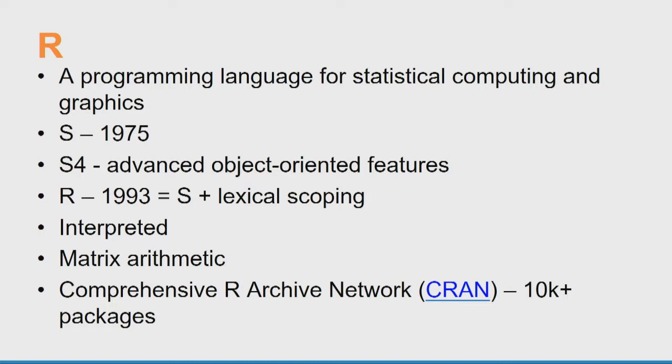So R is a programming language for statistical computing and graphics, so like visualization, that sort of stuff. Its predecessor is S, which was created in 1975. S4 is kind of the latest iteration of it, and R is essentially S4 plus lexical scoping. It's an interpreted language. And it's really good at matrix arithmetic. And it has a really huge repository called CRAN that has 10,000 packages. So a lot of things you can imagine doing is available as a package you can download.